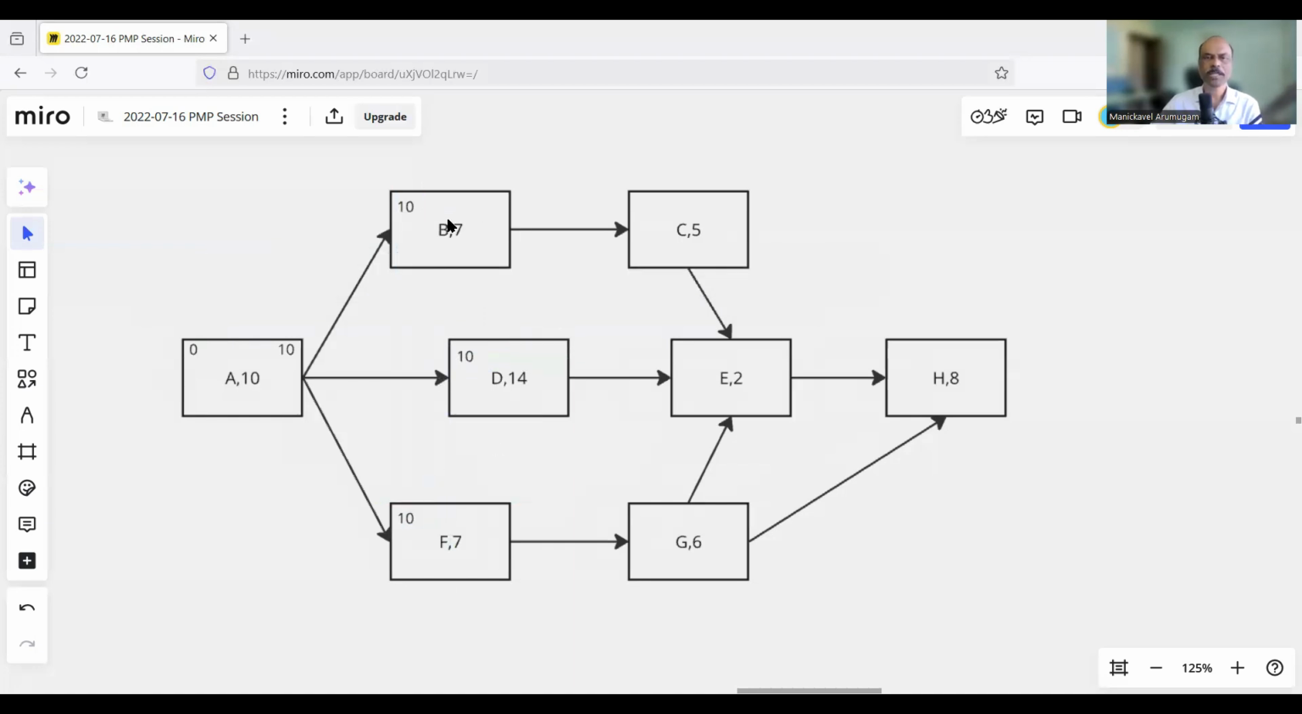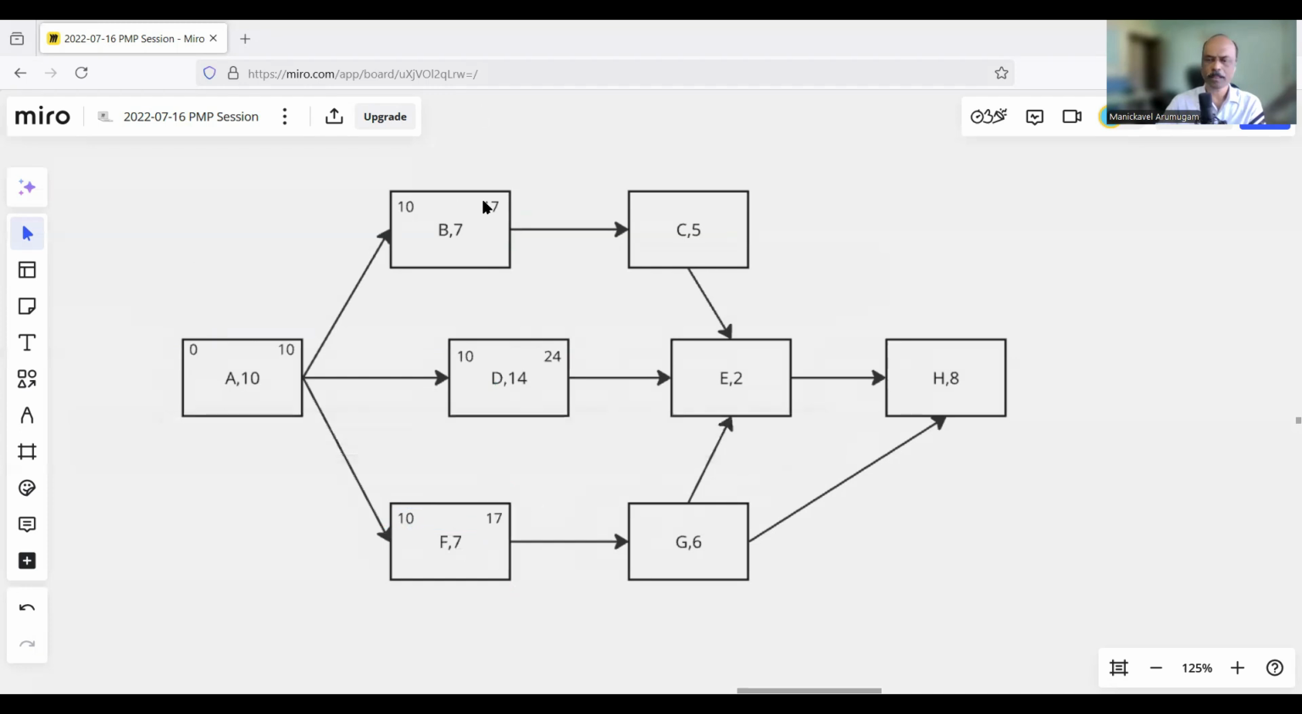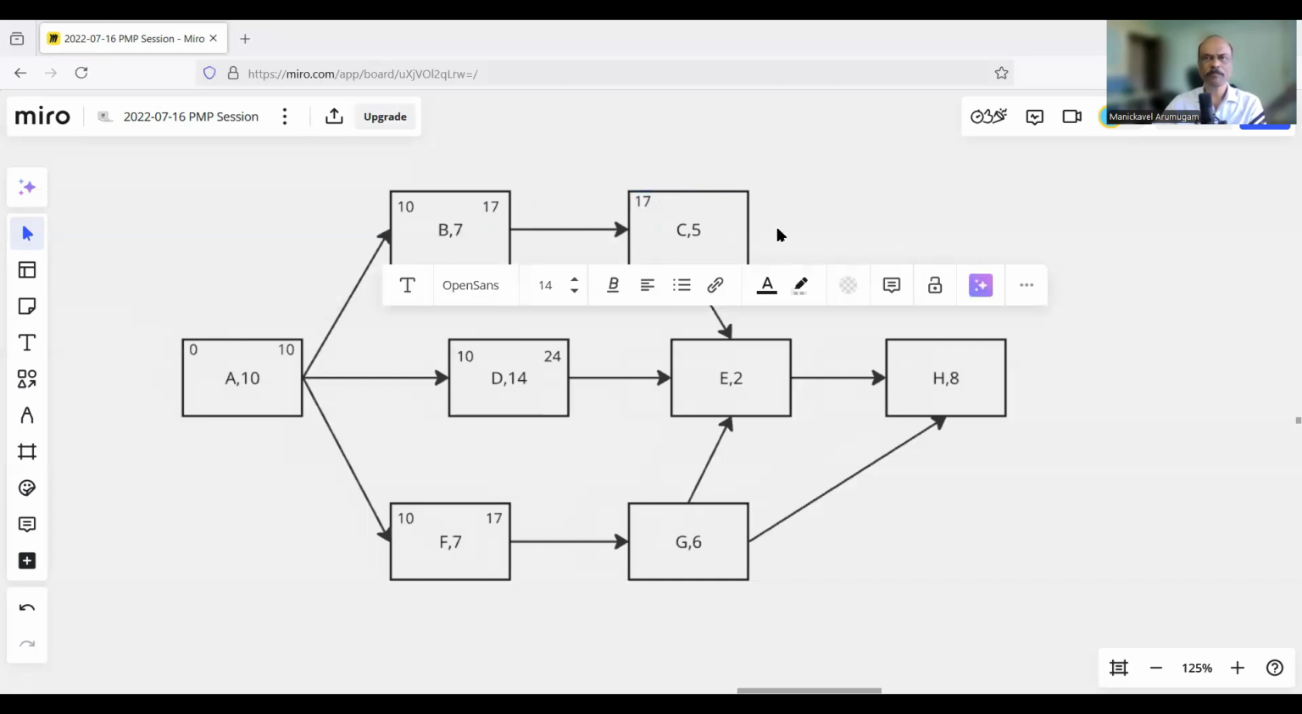Now let's calculate the early finish for all three activities. For B, it will be 10 plus 7, it will be 17. When it comes to D, it will be 10 plus 14, so it's going to be 24. And for F, it will be 10 plus 7, so it's going to be 17. Now let's look at B. What is the successor? C is the successor. B is finishing on 17, so C must start on 17, and 17 plus 5 will be 22. That will be the early finish for activity C.